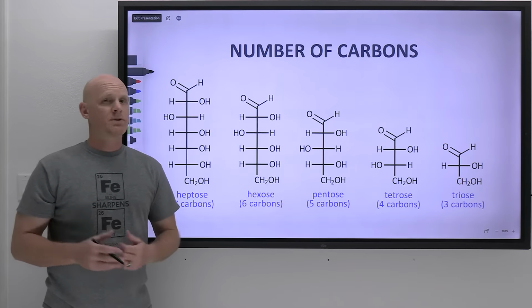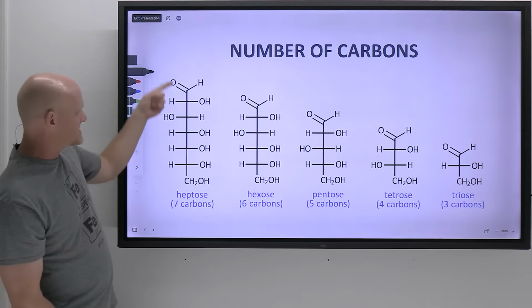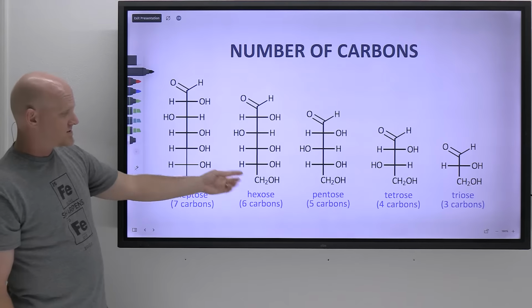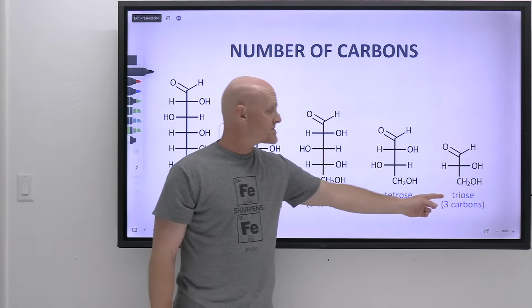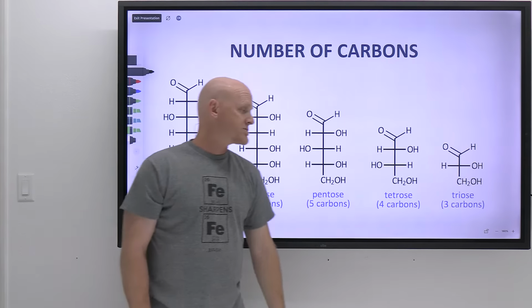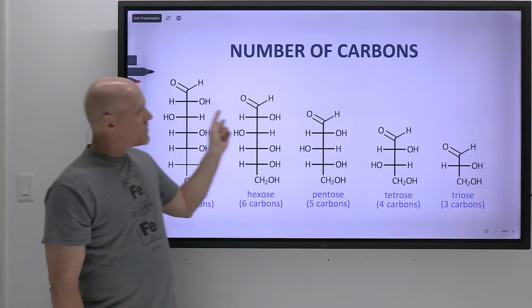Turns out we also classify monosaccharides based on the number of carbons they have. So here's one with 7 carbons. We'd call it a heptose. So 6 carbons a hexose, 5 carbons a pentose, 4 carbons a tetrose, and then the smallest version, 3 carbons, a triose or a triose, depending on who you talk to. And then notice these are all also aldoses.